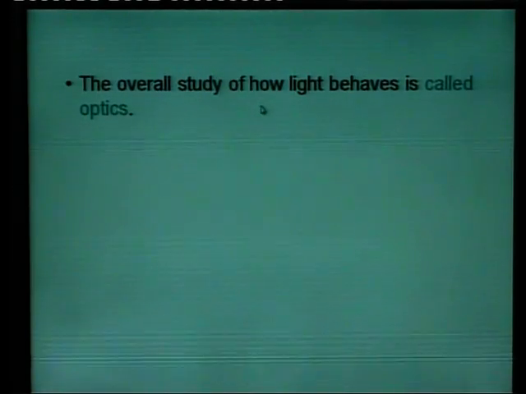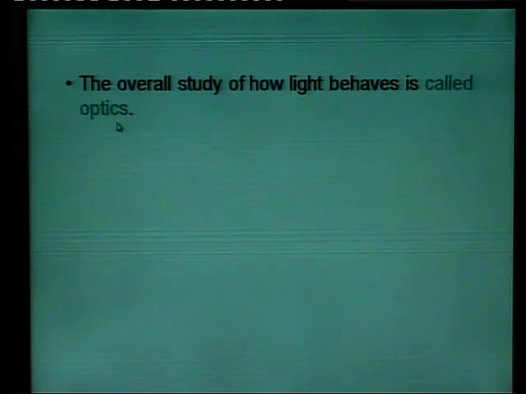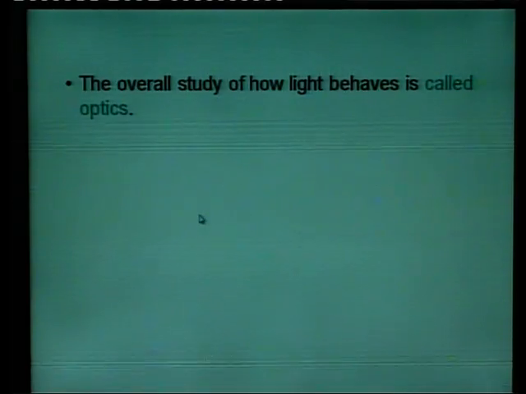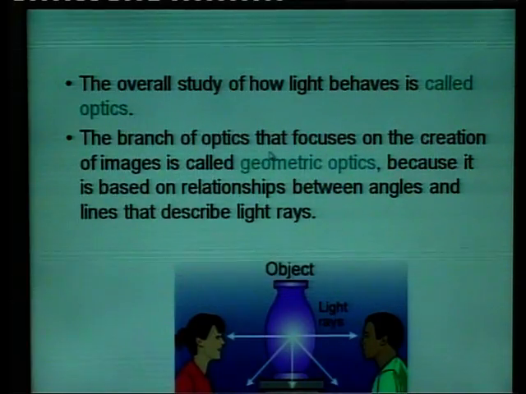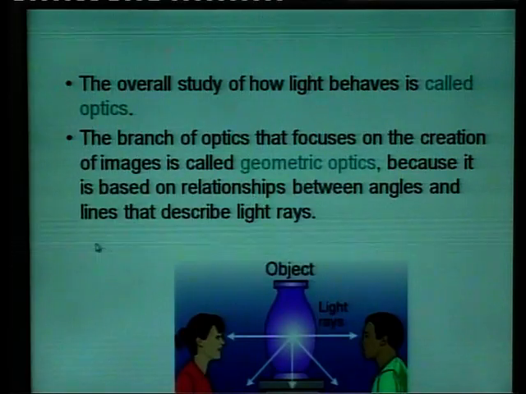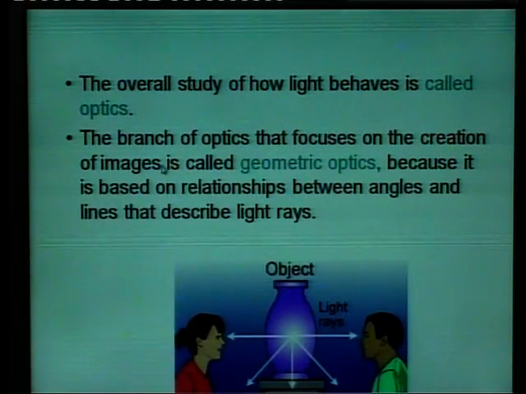The overall study of how light behaves is called optics. So what is optics? This is the study of light. The branch of optics that focuses on the creation of images is called geometric optics, because it is based on relationships between angles and lines that describe light rays. So now what is geometric optics? This is the branch of optics that focuses on the creation of images.